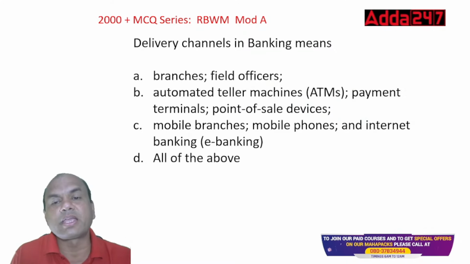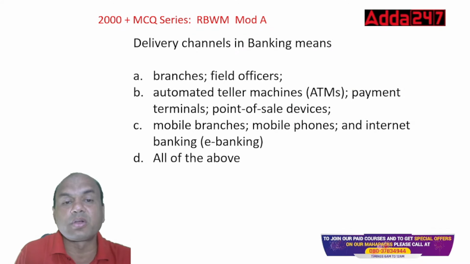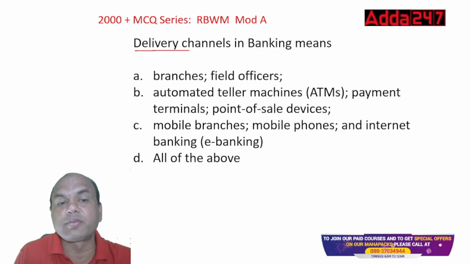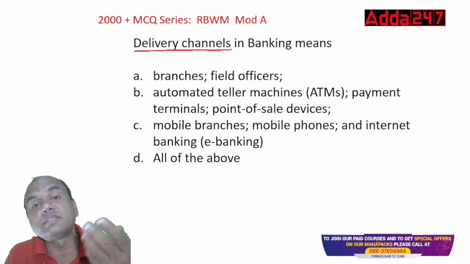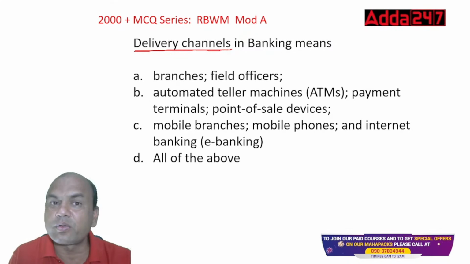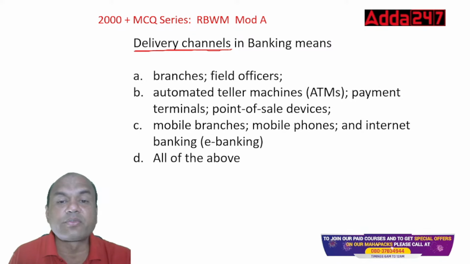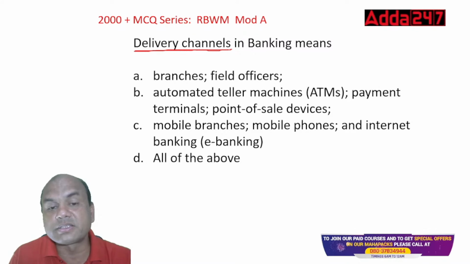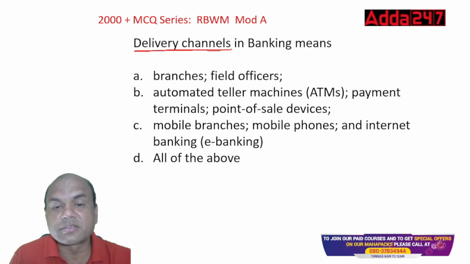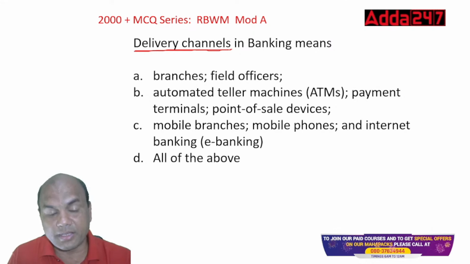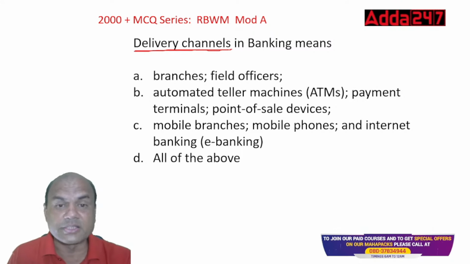Delivery channels in banking. What do you mean by delivery channels? Delivery means how can I reach the customer? Just now I told you WhatsApp. What is it doing? It's a delivery channel. So it means what? Branches, field officers, automated teller machines, payment terminals, point of sale devices, mobile branches, mobile phones, internet banking, e-banking, etc. and all of these.